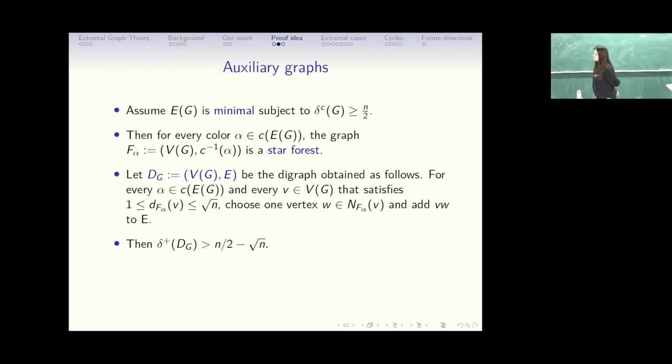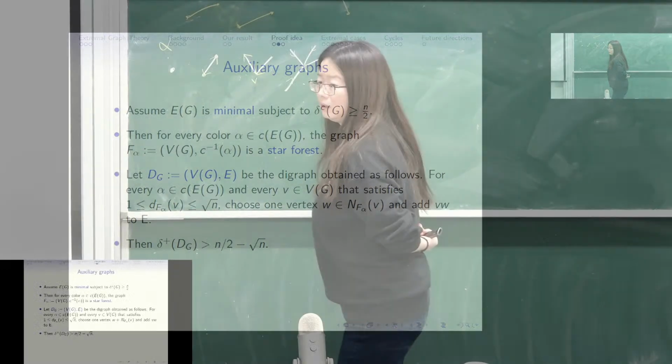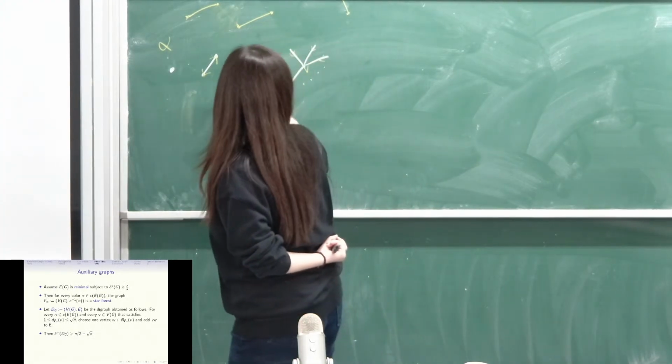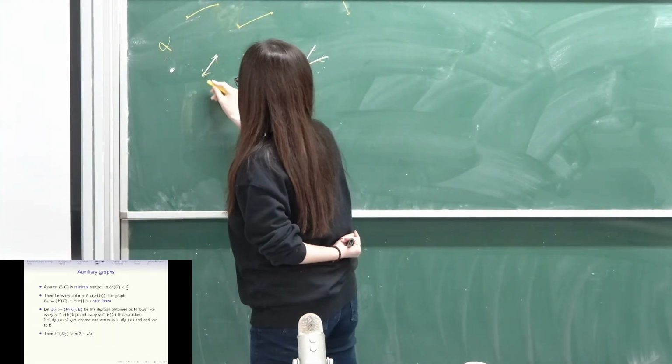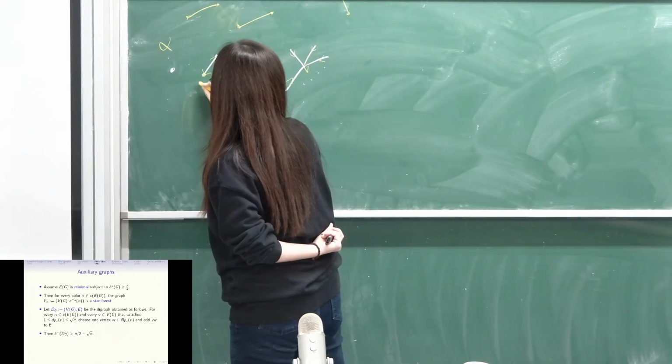Wait, I can see this. If vertex V has degree less than n over 2 minus root n, then you have a no. So, no, yeah, I'm a bit confused. Sorry, I mean, for color alpha we do this. Then for color beta we do this as well. Right. After looking through all the edges, now fix this vertex V.